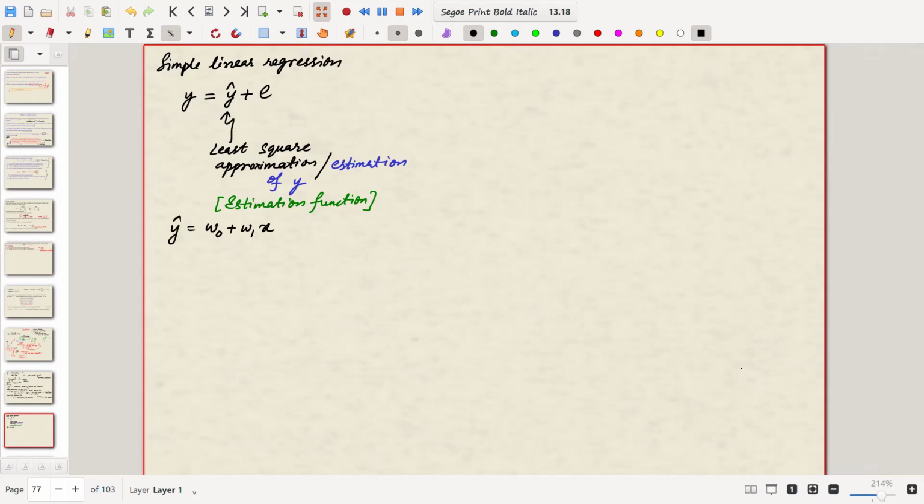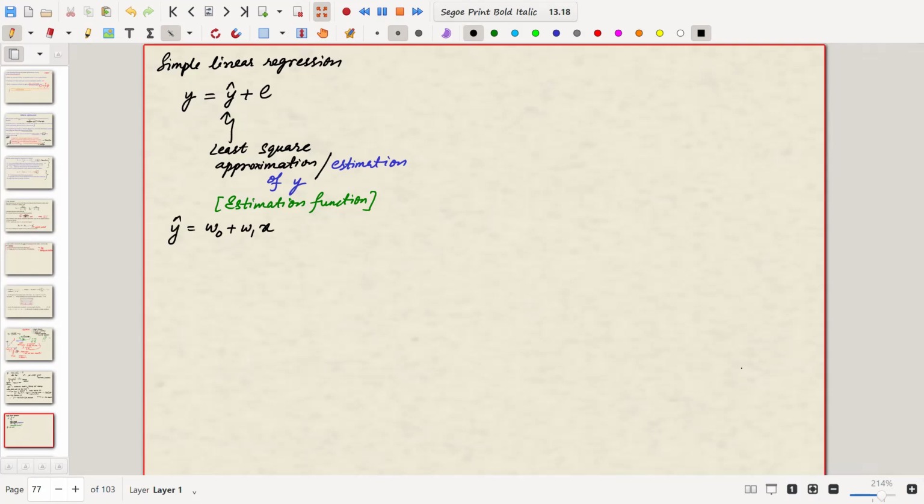In math books, you can see y hat equals a plus bx. You find a, you find b. But in machine learning jargon or neural networks, you will say w0 plus w1x, where w0 and w1 are the weights.